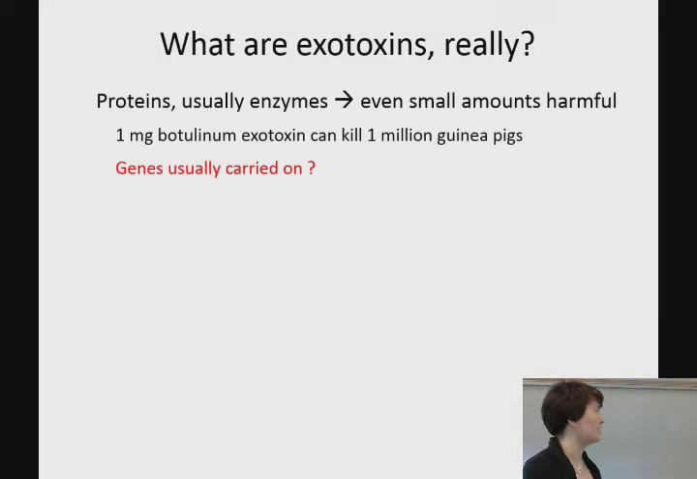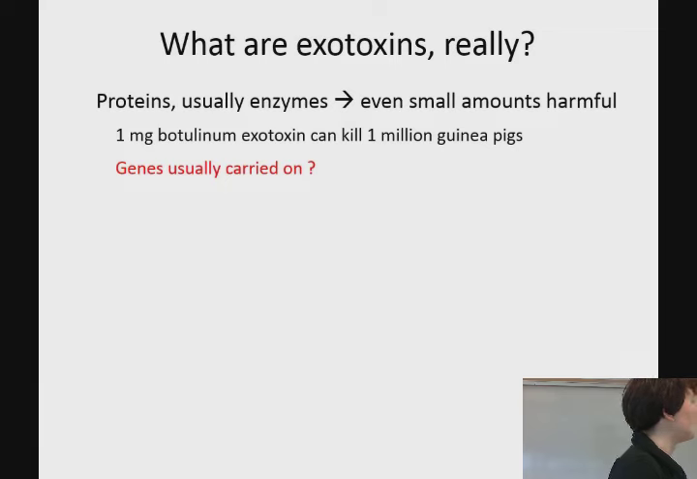So what are these exotoxins? They're always proteins, which means what? Where did the instructions for making those proteins come from? They're encoded in the genome of the pathogen. Now, the thing about exotoxins is because they're secreted, and because of the way that they work, even very small amounts can be harmful or fatal. So, for example, one of the most dangerous toxins is botulinum exotoxin. 1 milligram of that will kill 1 million guinea pigs, which is a weird statistic, by the way, but it is at least something that you can sort of imagine.